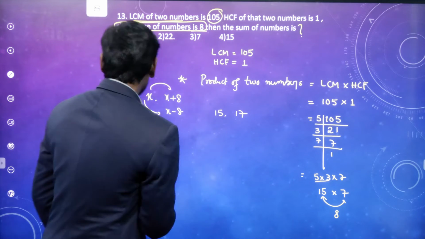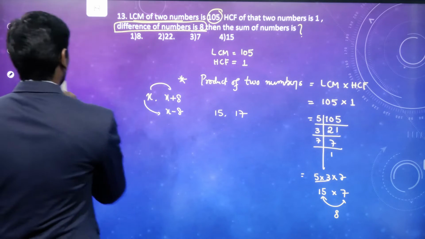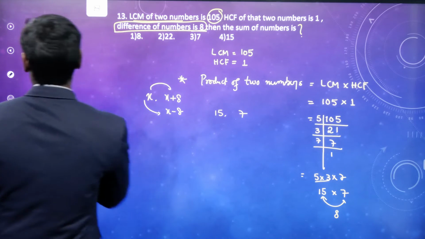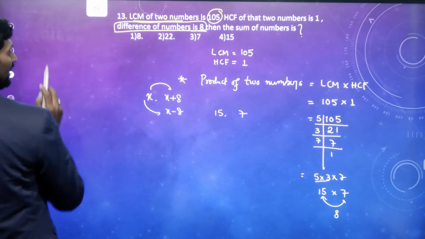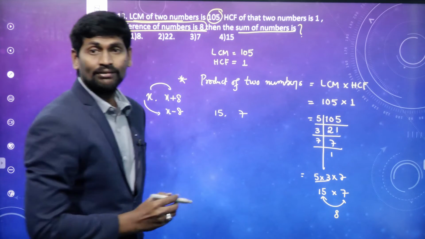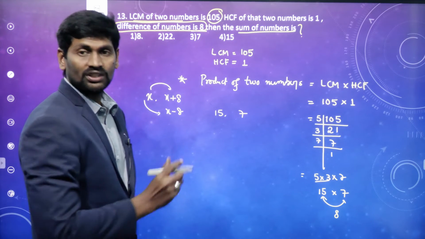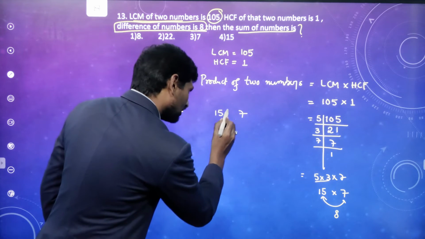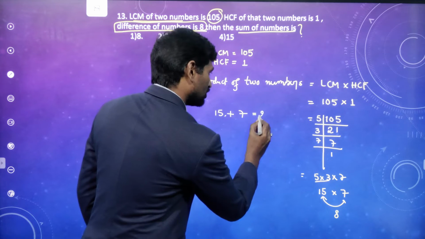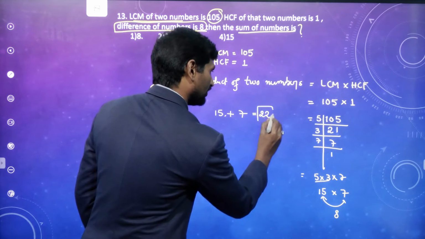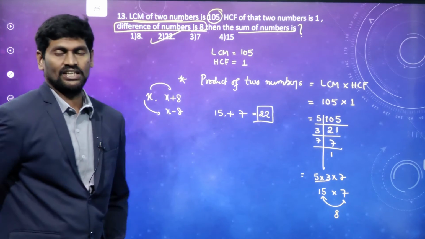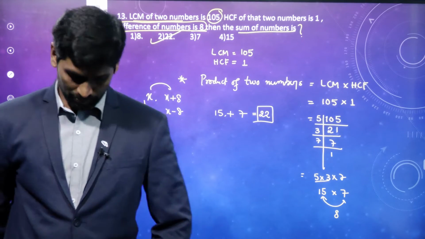Their difference is, sorry, 8. Now what is the question asked for us? They are asking about the sum of the numbers. That means 15 plus 7 is 22. So our answer is the second one. Yeah, please check it.